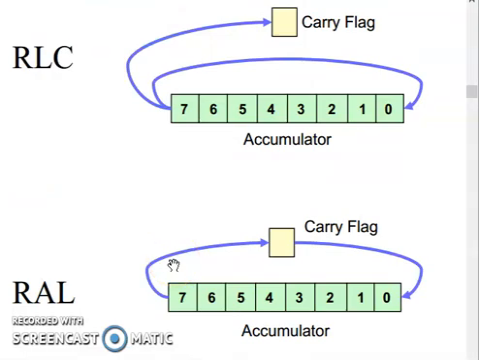So again, when you compare these two instructions, RLC and RAL, in case of RAL, we are copying the content of the 7th bit to carry, then carry to the D0. Whereas in RLC, the 7th bit is copied to both the carry and also to the D0th bit. So that is the difference between these two instructions.